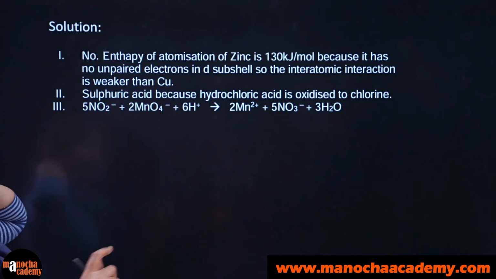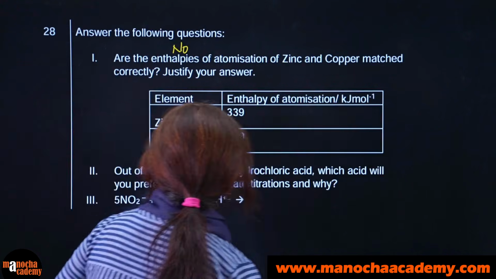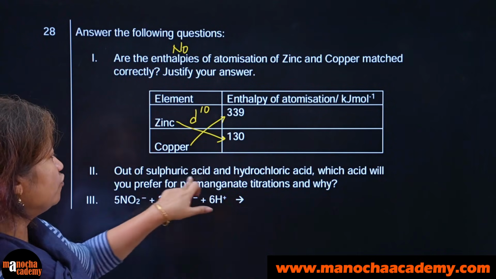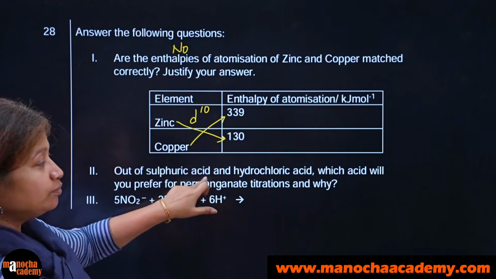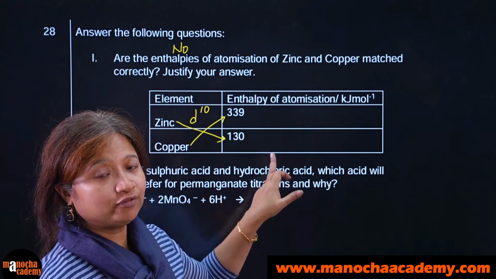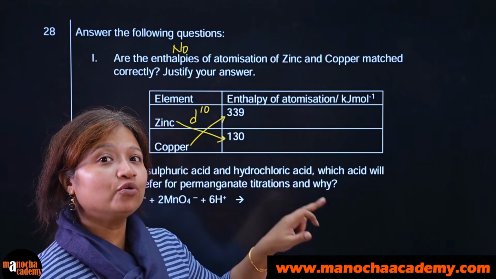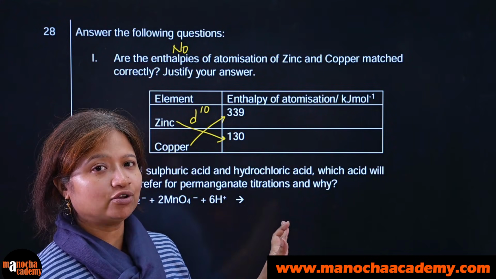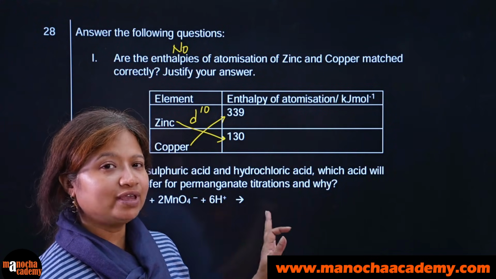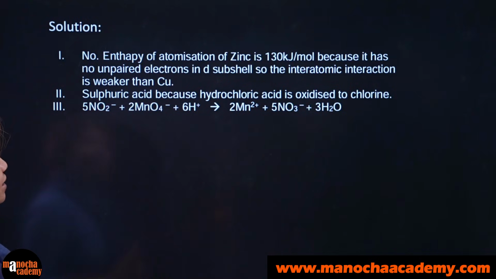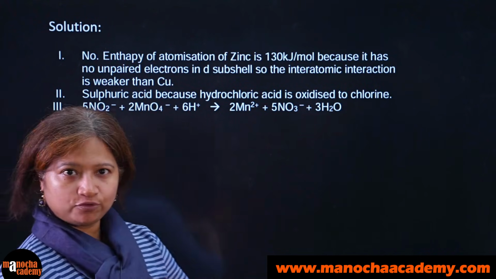And yes, the previous question I missed out, sorry. Out of sulfuric acid and hydrochloric acid, which acid will you prefer for permanganate titration? Of course, sulfuric acid, because hydrochloric acid is first of all a volatile acid. Moreover, from hydrochloric acid we get chlorine. If you remember, using an oxidizing agent, HCl gets oxidized to chlorine gas, so the reaction will be different. So we use sulfuric acid. Okay, we have done this part, and I move to the next question.